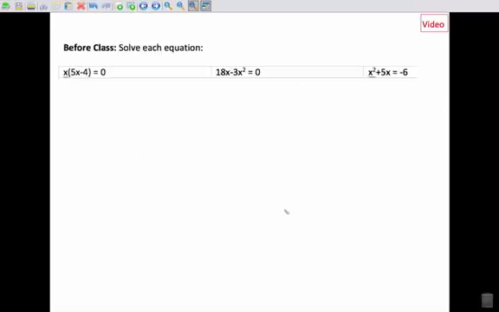Before class, try to solve each of these problems. Okay? Try to solve and try to write them in the opposite form. Okay, so this one, solve it, and then also write it in general form. This one, try to factor it and write it in general, and solve. And this one too, factor, and then solve for y equals 0. So this one you're going to have to change so that y equals 0.